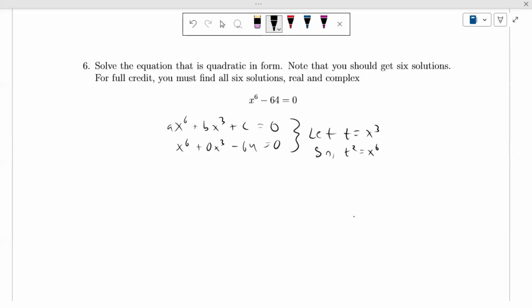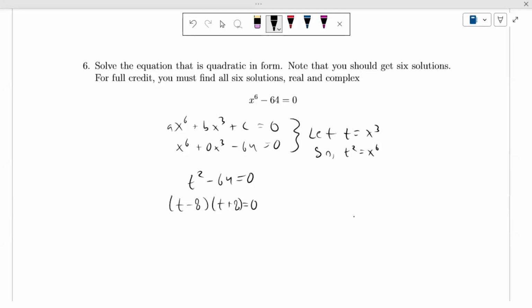Okay. So when we do the substitution, now we're going to have t squared minus 64 is equal to 0, right? Which can totally be factored, right? This is a difference of squares formula. So t minus 8 times t plus 8 is equal to 0. You could solve it that way. You could also solve it using the square root property, right? Add 64 to both sides, then take the square root. You get t is equal to plus or minus 8, right?